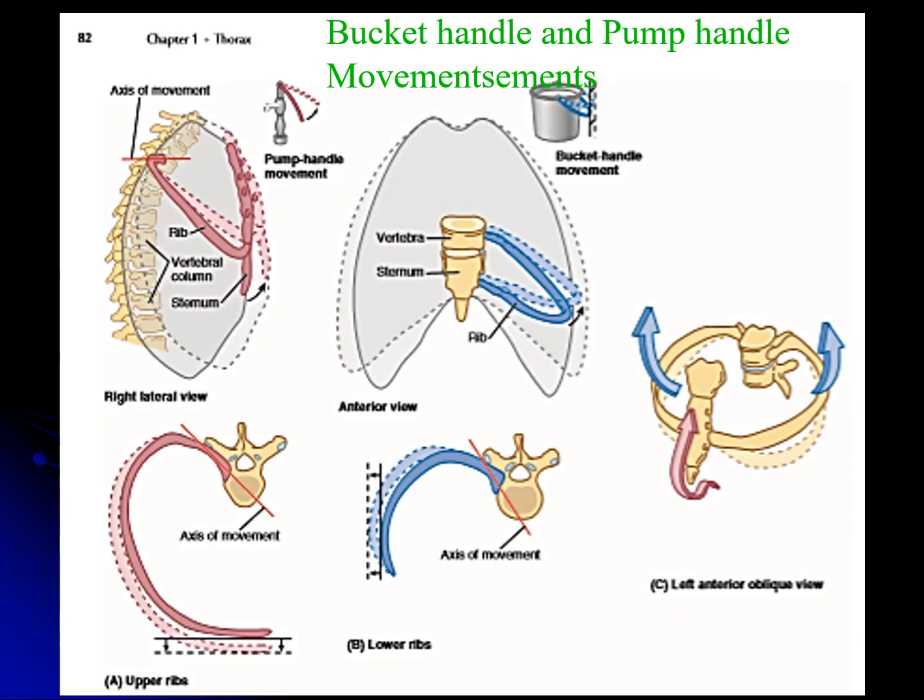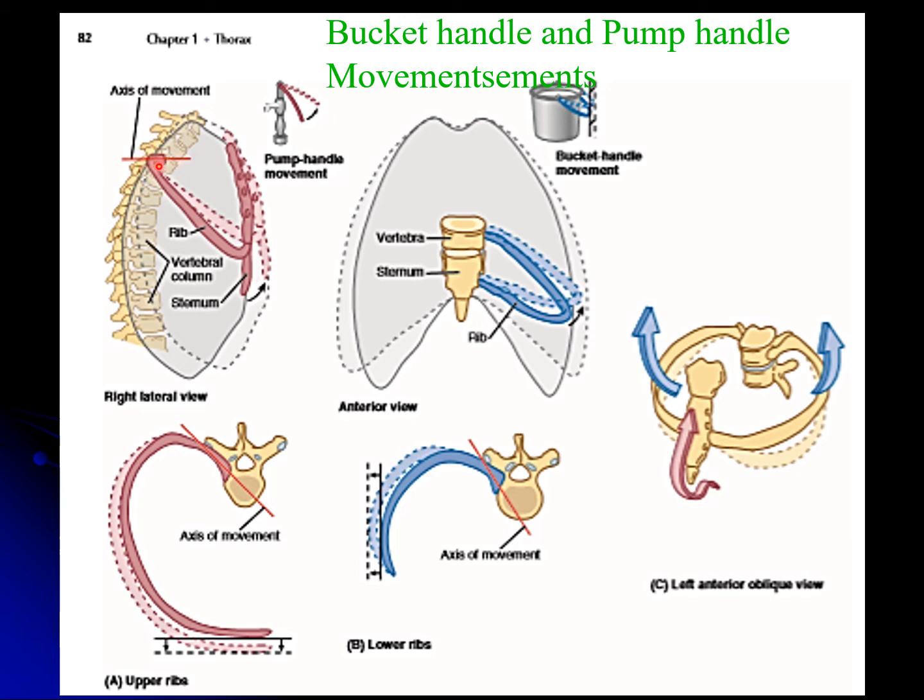So this diagram is showing both the movements, bucket handle and pump handle movement. As we can see, in bucket handle movements, the transverse diameter is increasing, and in pump handle movements, the anteroposterior diameter is increasing. So for the axis of the movement we will talk about.